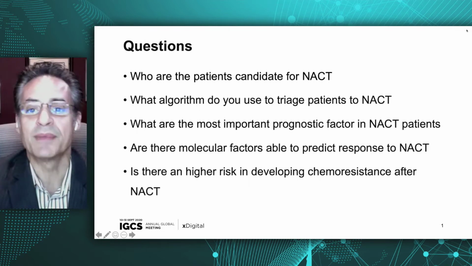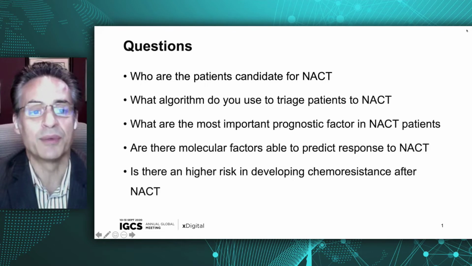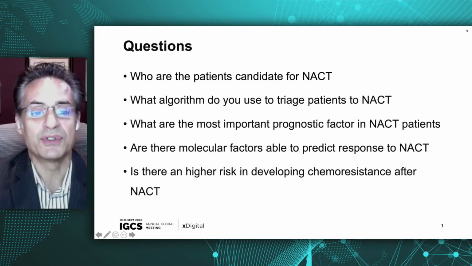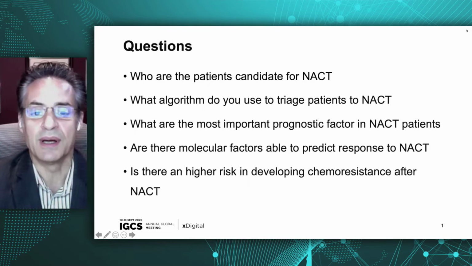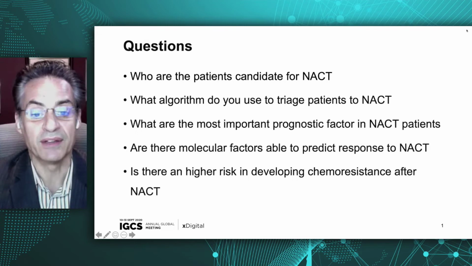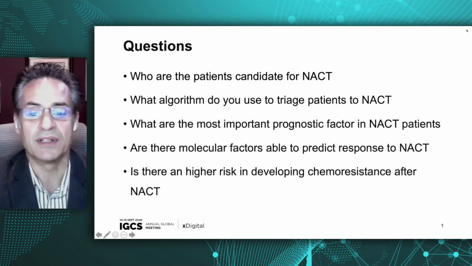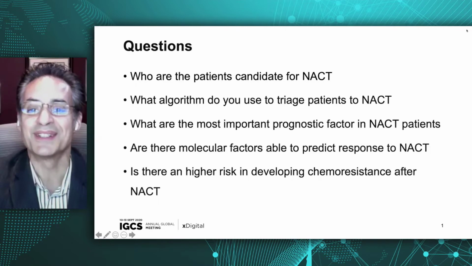So I'm going to ask Anna to address these 5 questions in her talk. So first of all, who are the right patients? What algorithm is maybe chosen to triage patients to neoadjuvant? Are there prognostic factors that we need to pay attention to when we look at this cohort of patients? As Dr. Mahner just mentioned, are there molecular characteristics that can help not only predict the response to neoadjuvant chemotherapy, but ultimately whether or not there's the emergence of chemoresistance? And so, Anna, I'll ask you to take it away and address these questions.